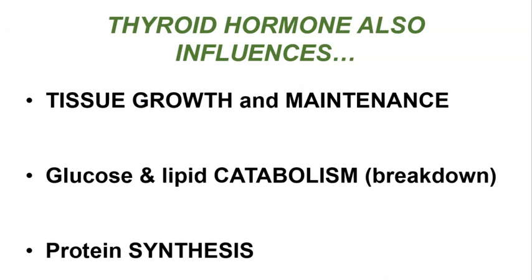Of course, it also influences tissue growth and maintenance by controlling glucose and lipid breakdown, which are also called glucose catabolism and lipid catabolism. One of the major effects is that it breaks down adipose tissue into fatty acids, and then these fatty acids are put into the bloodstream in order to be used as a source of fuel. It also controls protein synthesis in order to promote cell growth and tissue growth.